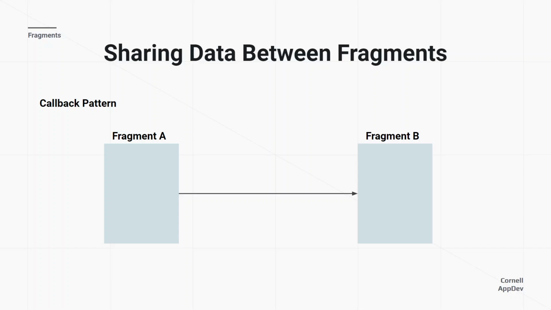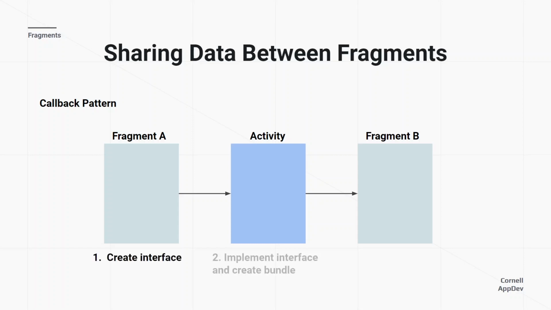So the correct way to do this is by polling the host activity. And so basically you want to send fragment A's information to the activity, which goes back to fragment B. And in terms of steps, you would create an interface in fragment A. You will implement that interface in the activity and create your bundle of data. And then you will retrieve that bundle in fragment B.